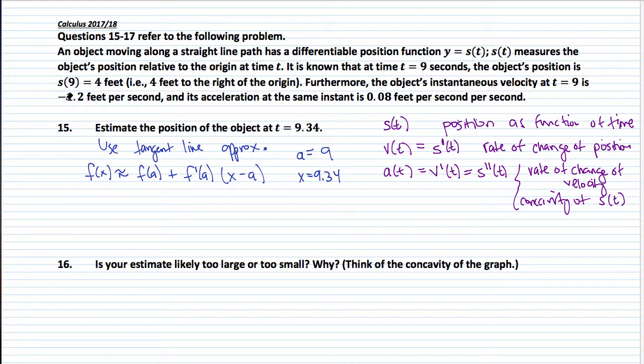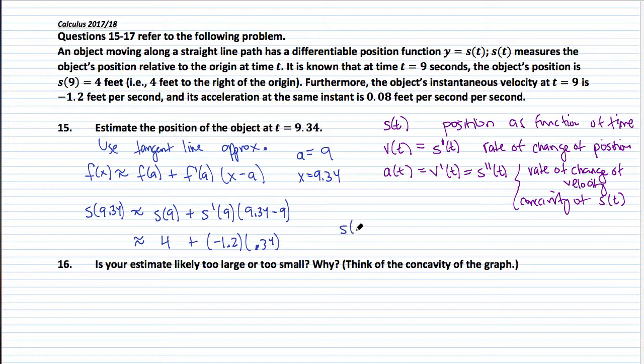I'm not using f, I'm going to switch it back to s because that is position. So s of 9.34 is approximately s of 9 plus, so this is f prime of a, which is the velocity because it is the derivative, s prime of 9 times 9.34 minus 9. So I'm going to plug in my values here. S of 9, what position is it at 9 seconds? We know that to be 4 feet. Then we know s prime of 9, because we know the velocity instantaneously at t equals 9 is negative 1.2. Then we have 9.34 minus 9, which is just 0.34.